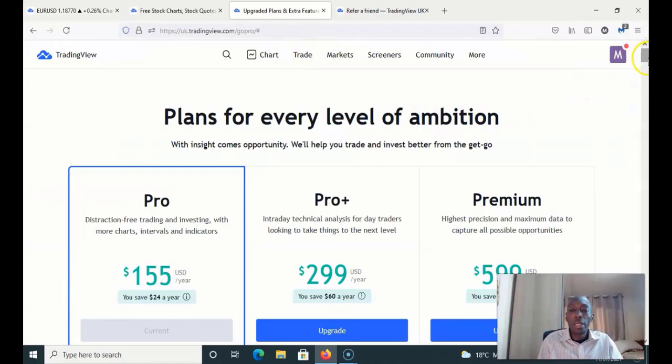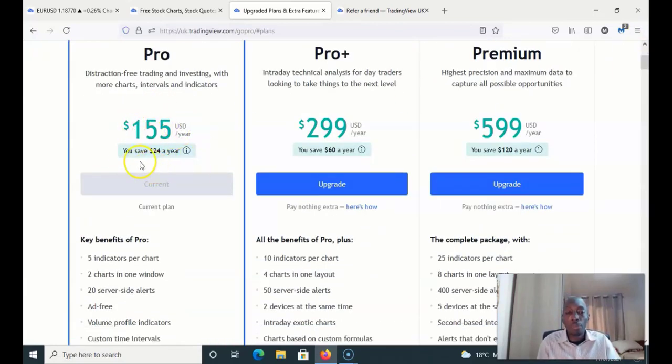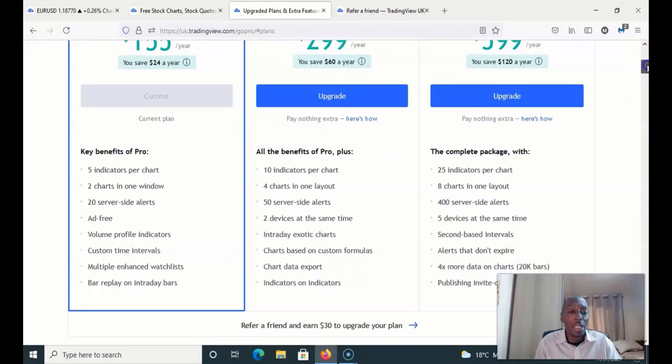Upgrading ranges from 0, like I just said, for free, up to about $59.95 per month if you want to pay monthly. But I advise, if you like it, I would pay for the year because you make a saving. For the Pro version, the one I've got, it's $155 a year, and you save $24 a year compared to paying monthly. If you want to go for the Pro Plus, it's $299, and you save $60. And if you want to go for the Premium, it's $599, and you save $120 a year. You just see all the benefits. You get more charts, you get more alerts, you just get to use it a lot more.